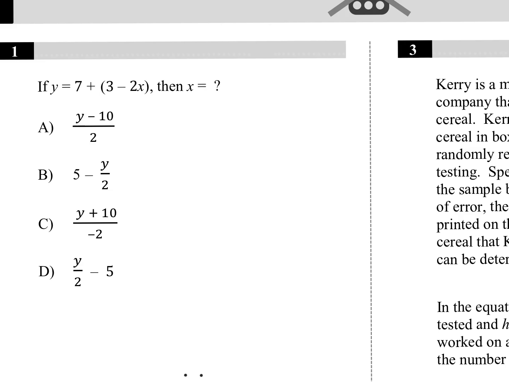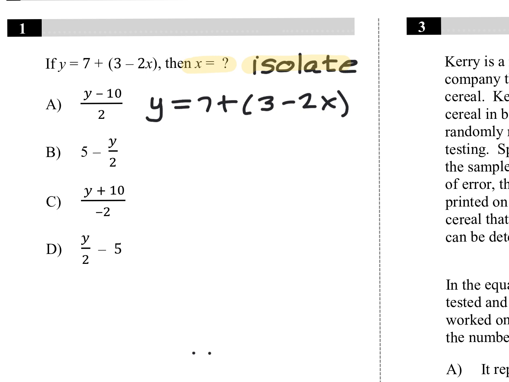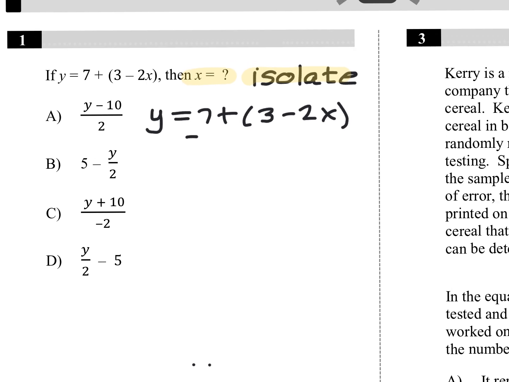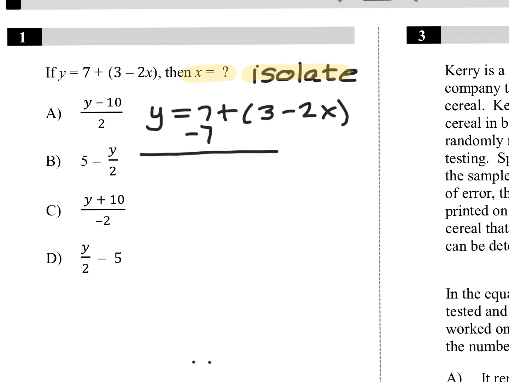Hi, mathematicians. In problem number 1, it is indicating here that we should isolate the x. The easiest way to do it is to start here with this extra guy. So I'm going to cancel that positive 7 with a negative 7. And remember the way that equations work. If I do it on one side of the equal sign, I have to do it on the other side of the equal sign as well.